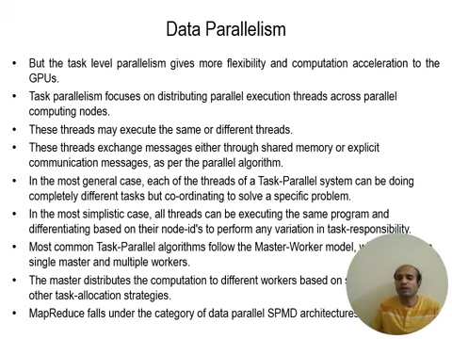So let me repeat that. Each of the threads of a task parallel system can be doing completely different tasks but coordinating to solve a specific problem. In the most simplistic case, all threads can be executing the same program and differentiating based on their node IDs to perform any variation in task responsibility.